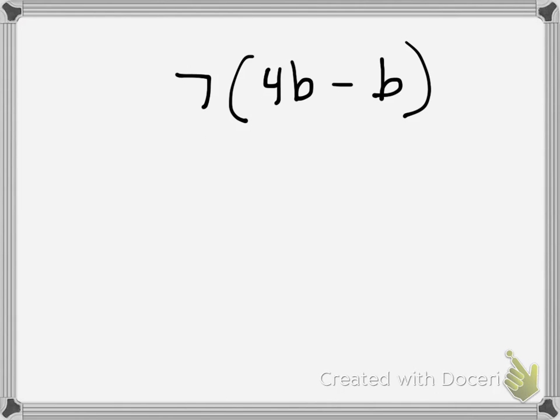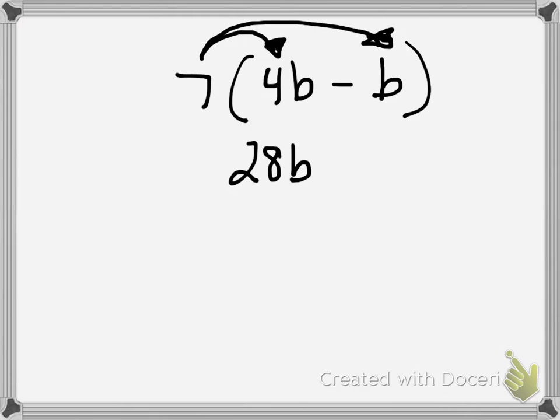My last example for today is 7 times 4b minus b. Now this looks a little bit different just because we have 2 variables in it, but I'm still going to proceed exactly the same way. I'm going to draw my arrows from my 7, so I remember to distribute the 7 against each term. 7 times 4b is 28b. 7 times b is 7b.